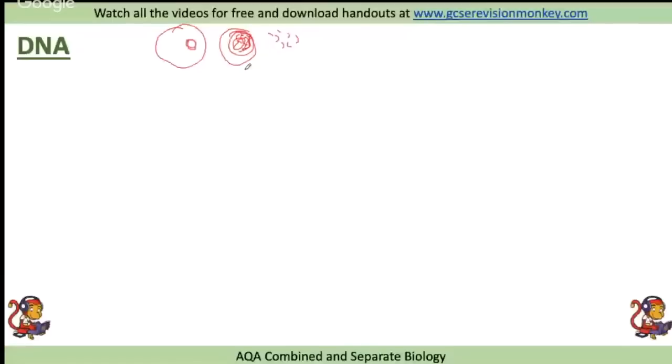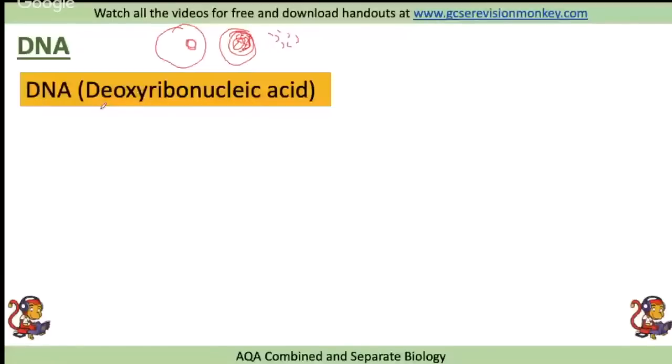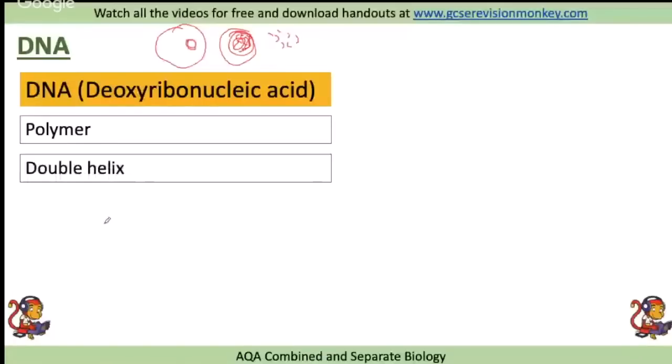DNA stands for deoxyribonucleic acid. That's the chemical that makes up DNA. It's a polymer, which means it's a long chain, and it's a double helix. So it will look something a little bit like that, where you've got one strand and then a second strand wrapped around it like so. So that's what our DNA looks like in its structure.